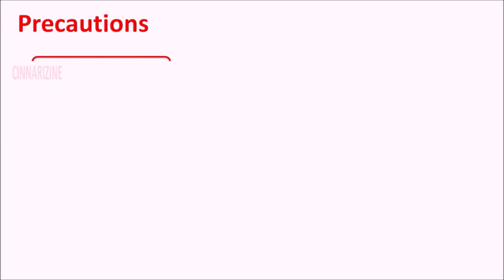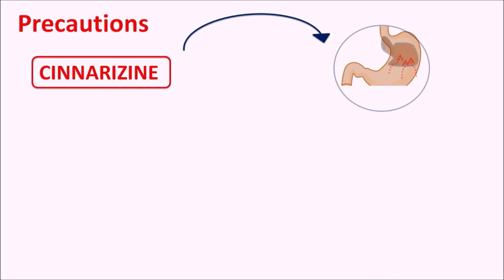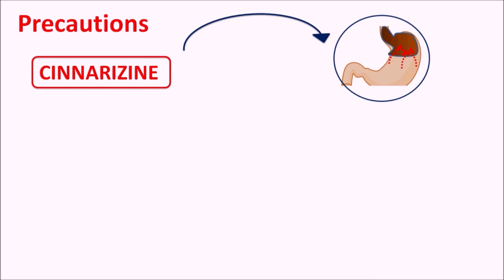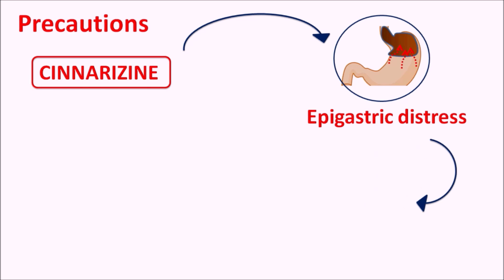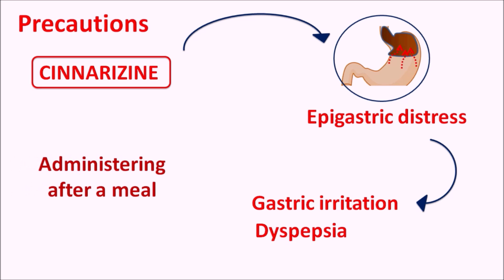What are the precautions? One of the important precautions of Cinnarizine is that this drug can produce some epigastric distress. So it can produce epigastric distress and pain in the patients, which increase gastric irritation as well as dyspepsia. So this drug should be given better after the meal. So when this drug is administered after a meal, it can reduce epigastric distress within the patients.